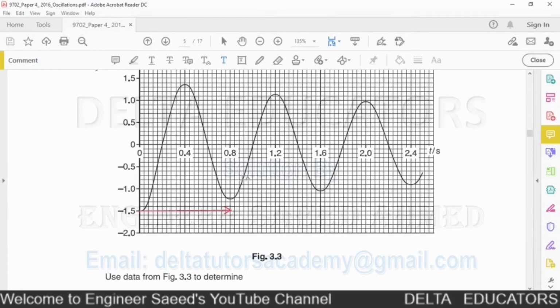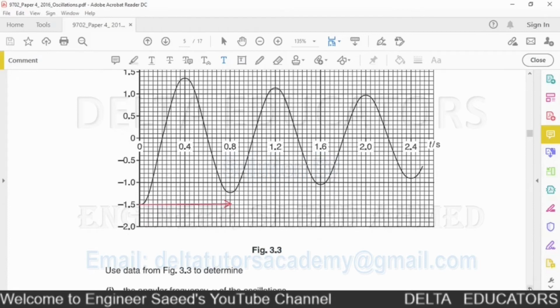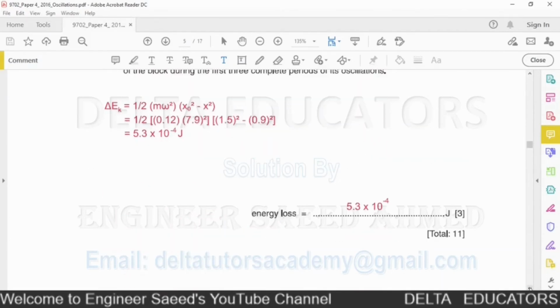Now x naught is the maximum displacement that is given here as an amplitude of 1.5, and x will be the amplitude after completion of 3 waves, meaning the amplitude at time t is equal to 2.4 seconds. So here we have to substitute the values.